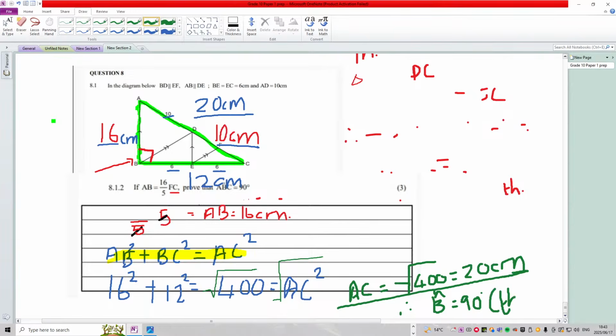And our reason, we use the theorem of Pythagoras. Goodness me, my handwriting is bad on this thing. Our reason is theorem of Pythagoras. Okay, so we've proved now that ABC is equal to 90 degrees.